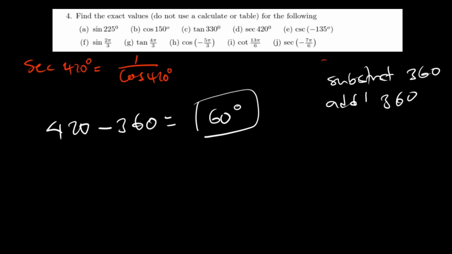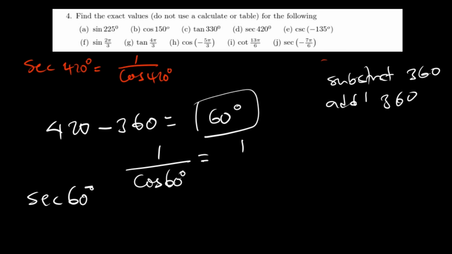Meaning that we are looking at sec 60 degrees. So what we're going to do now is 1 over cos 60 degrees. Cos 60 is 1 over 2. So this becomes 1 times 2 over 1, which becomes 2.